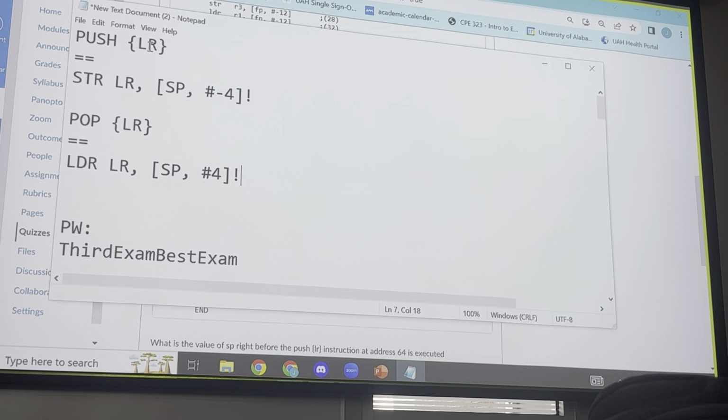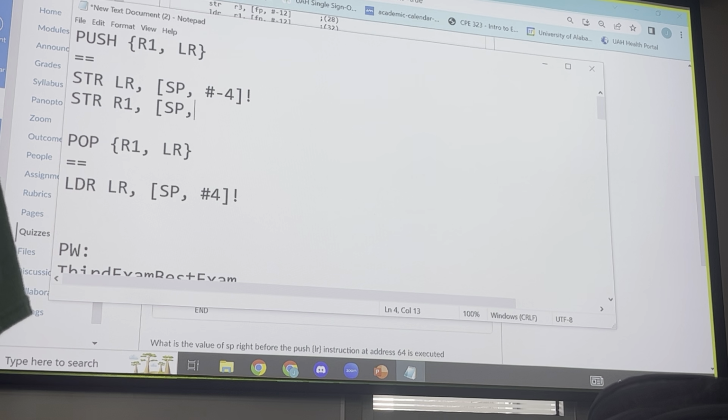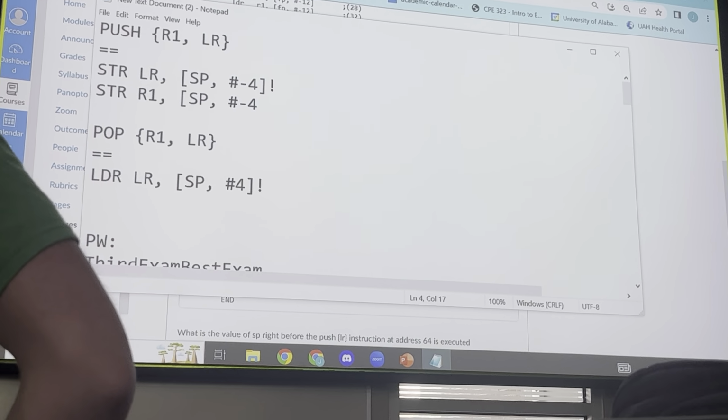Now, let's do this. What happens if we push multiple registers? It's going to push LR first, then R1? Yes, because of higher priority. So that means one line down, this says STR R1, SP -4, update again.